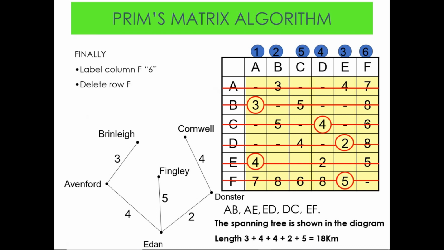It mentions in your pack that Prim's algorithm is of cubic order. There's a formula for the number of comparisons. You don't need to go away and learn that. It's just in there because it's in the textbook.